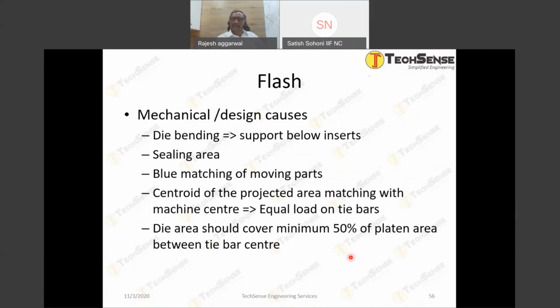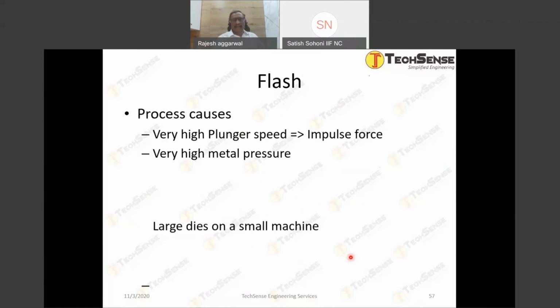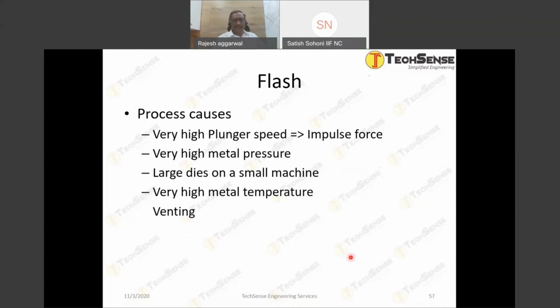Flash again is a defect which may be caused by the mechanical design: the support below the insert, the sealing area, the bluing, the centroid of the unbalanced load on the tie bar, the centroid of the projected area. The die area may be too small, maybe on a big machine. Other reasons could be very high plunger speed, very high metal pressure, large die on a small machine, very high metal temperature, and insufficient venting. Machine parallelism is also one of the causes of the flash defect.